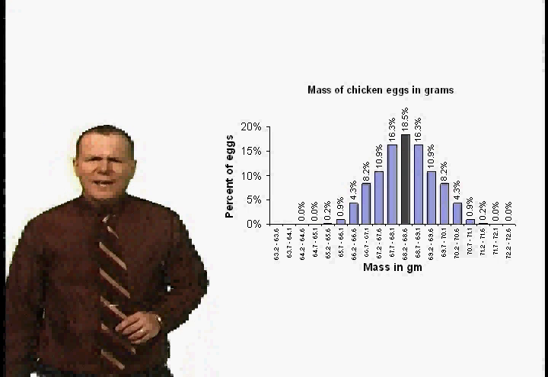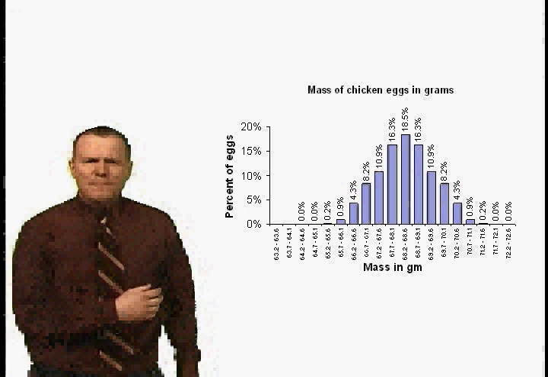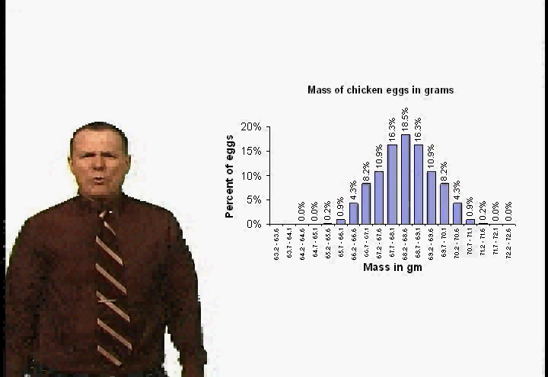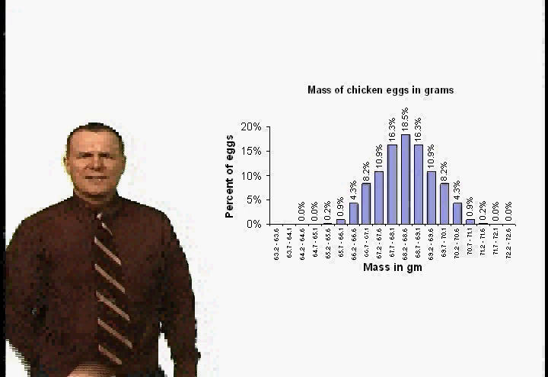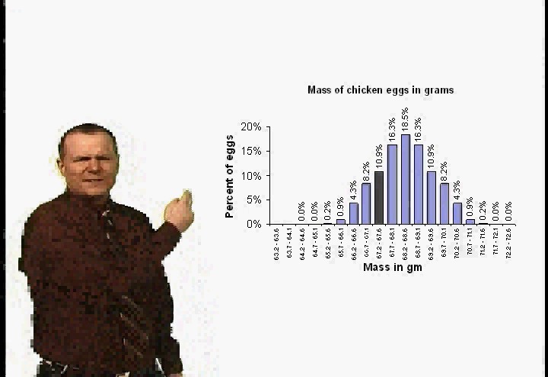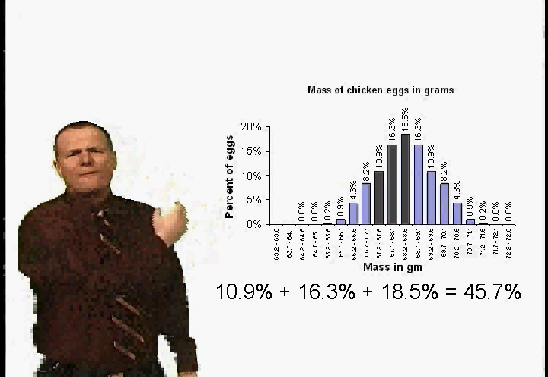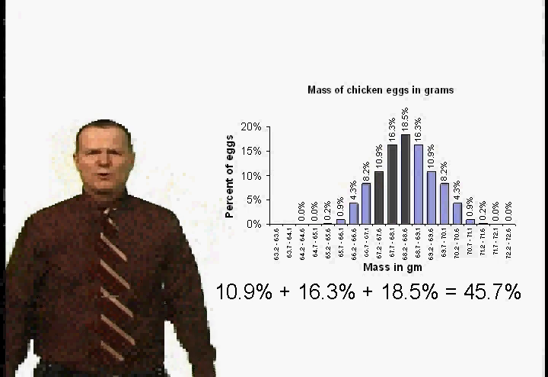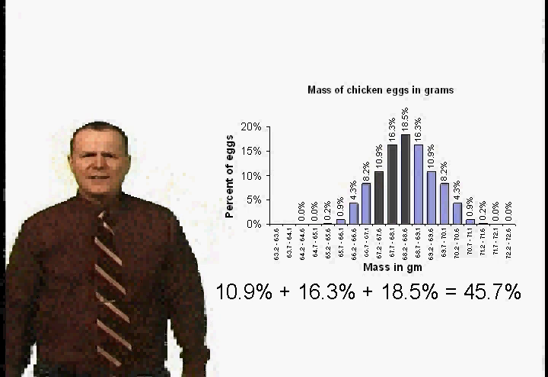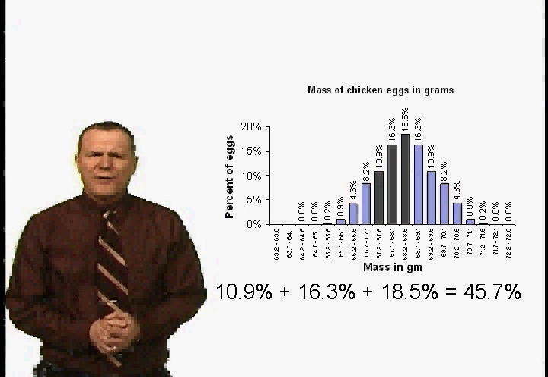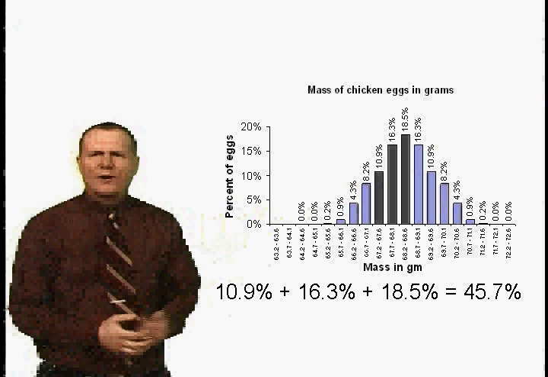The probability that it is between 67.2 grams and 68.6 grams is 10.9% plus 16.3% plus 18.5% for a total of 45.7% probability. That is the probability that it falls within any of the three bars on the histogram.